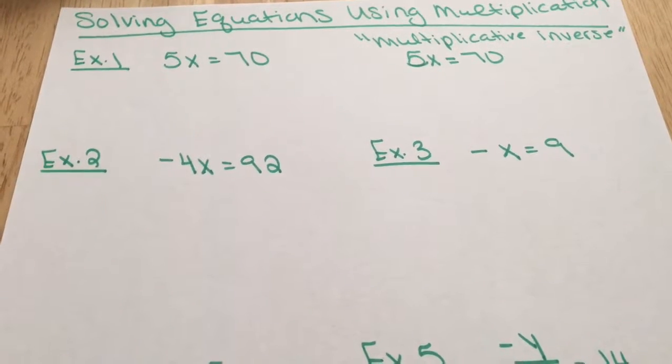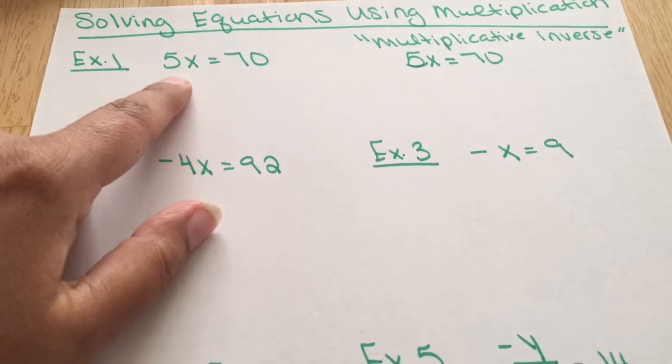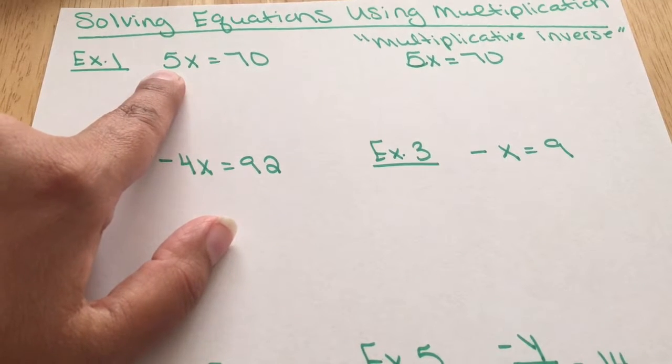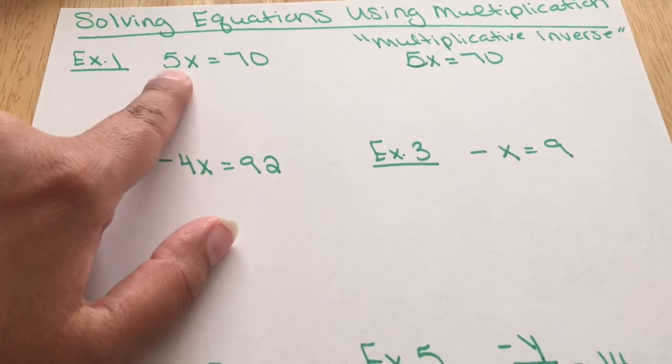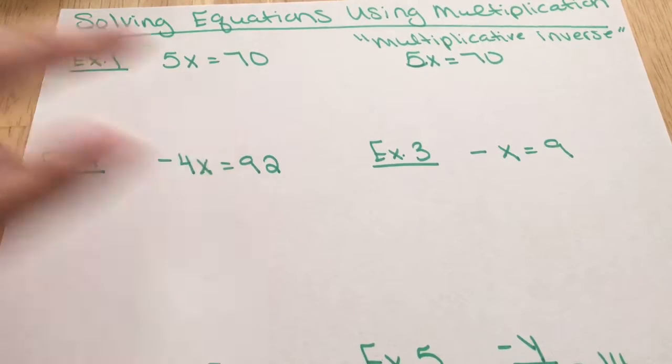Everyone, today we're going to be solving equations using our multiplication principle. So let's start with our first example. If we look at example 1, we have 5x equals 70. So we know that a coefficient next to a variable means multiply. So 5 times what number gives us 70?